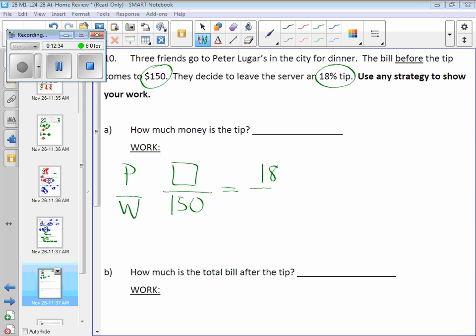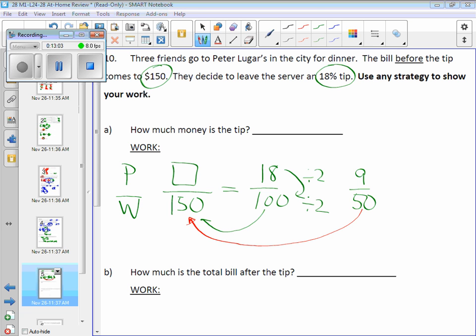18 over 100 becomes our percent. And we cannot connect here nor here. It won't work. We're going to have to scale down our 18 over 100. And they're both divisible by 2. That's going to give us an equivalent of 9 over 50. And then we can connect 50 to 150, a factor of 3. Do the same thing to the top. And if you do 9 times 3, it winds up being a $27 tip.